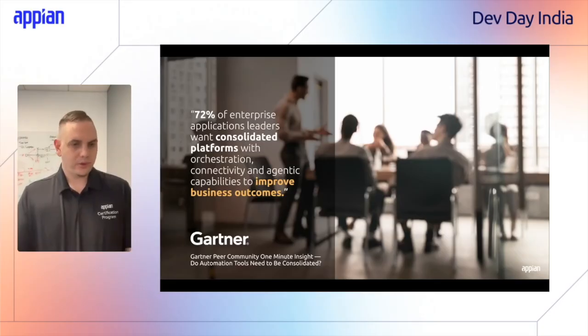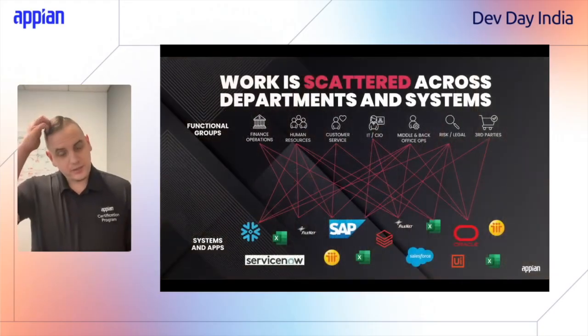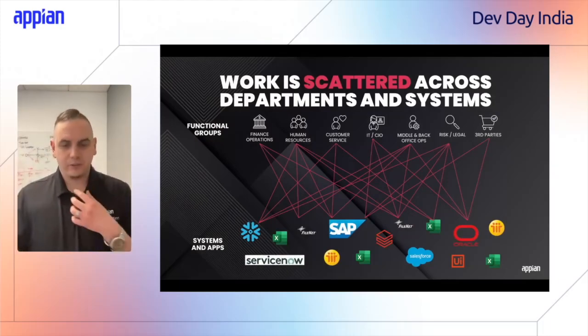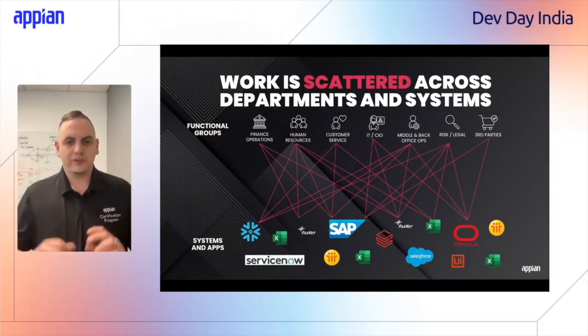And that's really from the polling of the enterprise leaders, because these leaders are realizing what I'm articulating here, that it's very difficult to work across this connected landscape when you have these complex process problems. And that becomes evident when you start thinking about that in situation against functional groups in the system and apps.